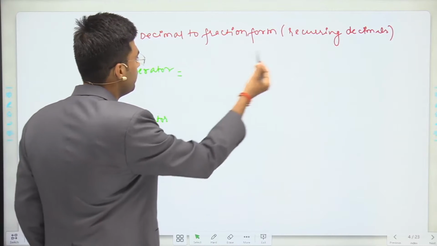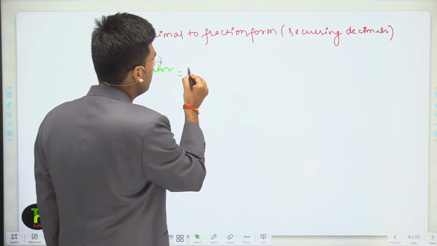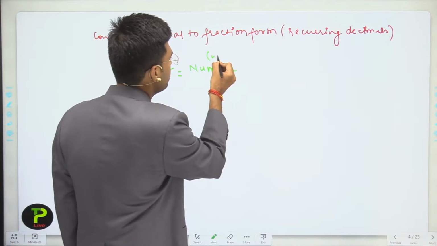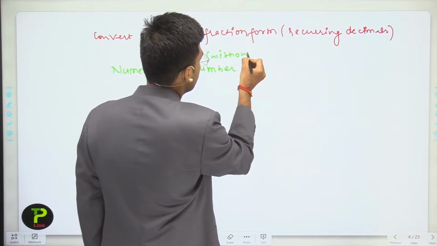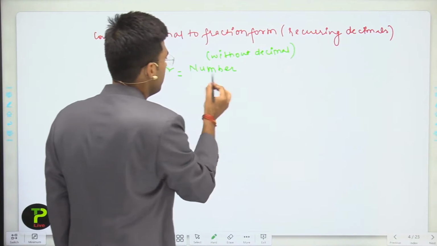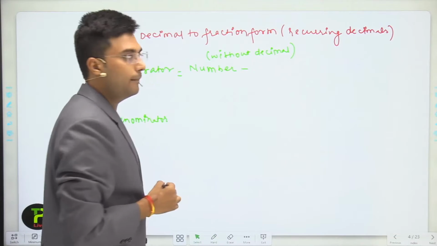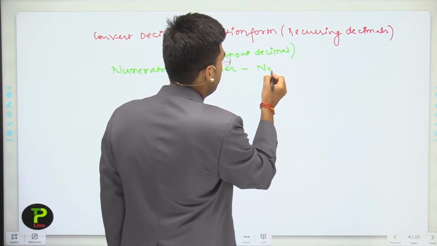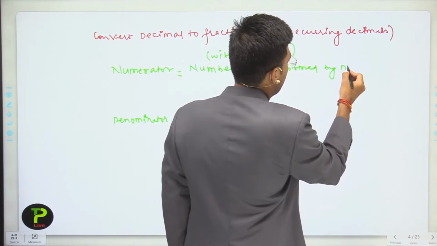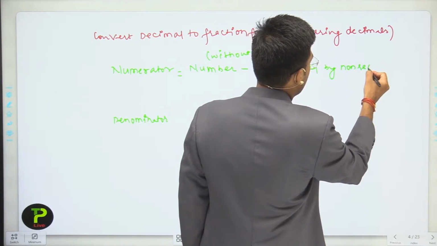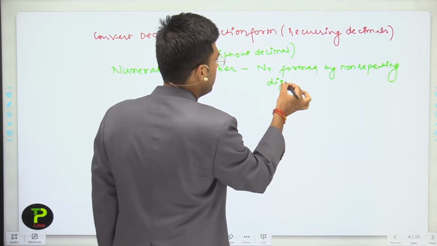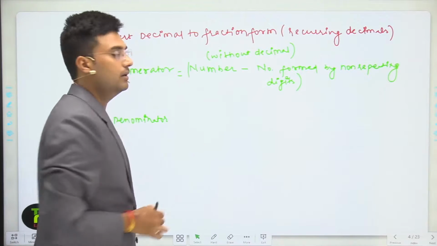First of all, to find the numerator, what we have to do: we have to write the number without decimal, minus the number formed by non-repeating digits. Okay, and the resultant is our numerator.